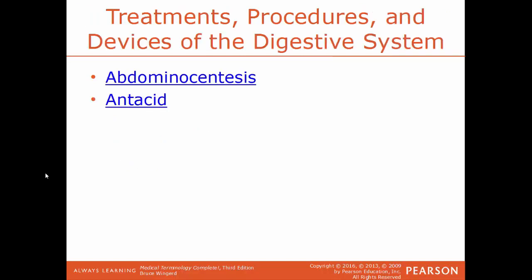All right, now we'll talk about some particular treatments and procedures and devices of the system. So, our first one, abdominocentesis. This is where fluid is withdrawn from the abdominal cavity. Antacid, this refers to a medicine that will correct the acidity production of the stomach. This is used to neutralize the high acid levels produced.